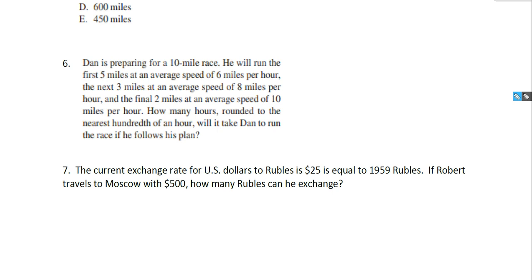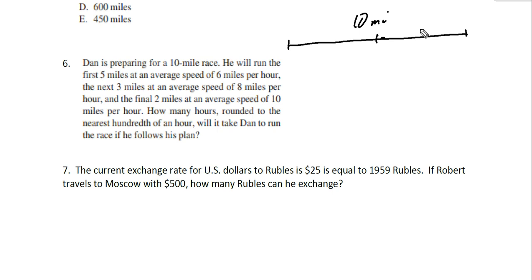How many hours, rounded to the nearest hundredth of an hour, will it take Dan to run the race if he follows his plan? So I'm just going to chart the course of the race here. Okay, not the literal course. I have no idea where Dan's running. All right, but let's just say, okay, start to finish, here we go. That's the 10 miles. For the first 5 miles, Dan is going to run at an average speed of 6 miles per hour. So that's phase 1 here.